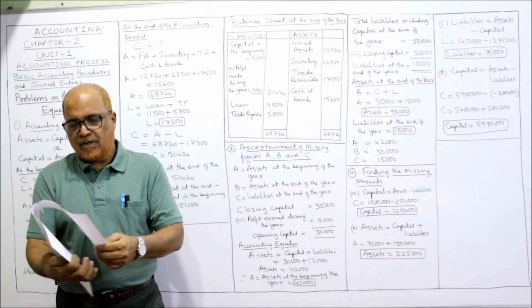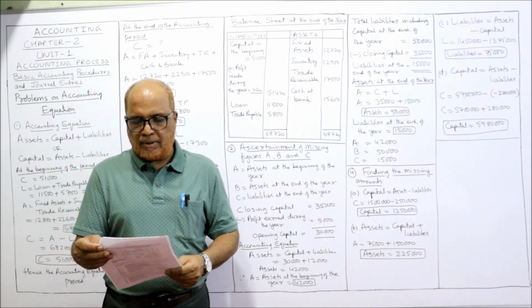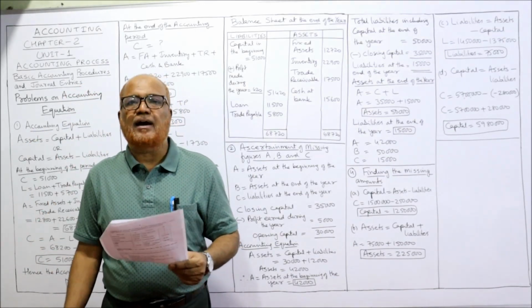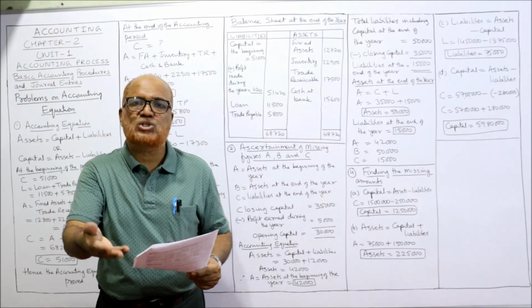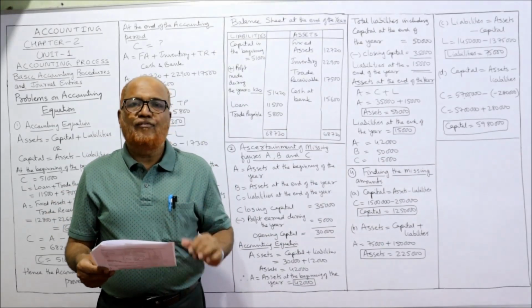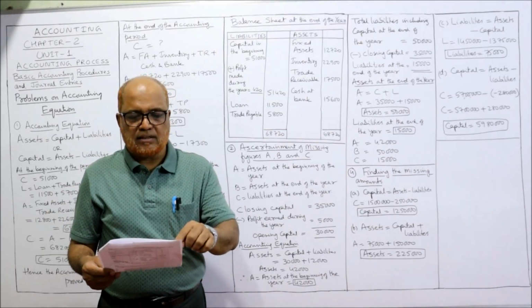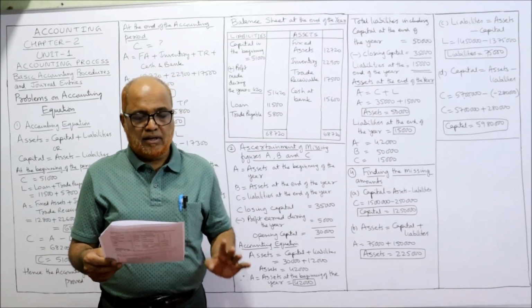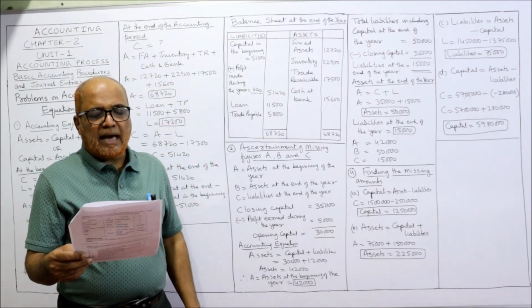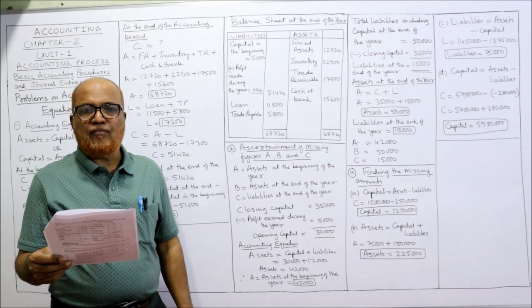Now third question. In the third question we have to make the transactions of the accounting equation. That we'll do in the next video. Right now, fourth problem I am doing. Third problem, next video I am going to explain. Now fourth problem. Calculate the missing amount for the following.